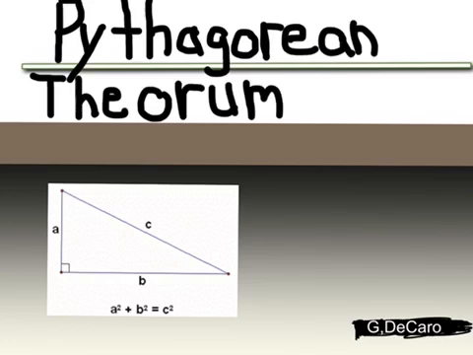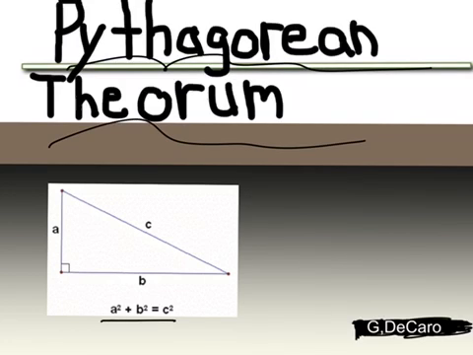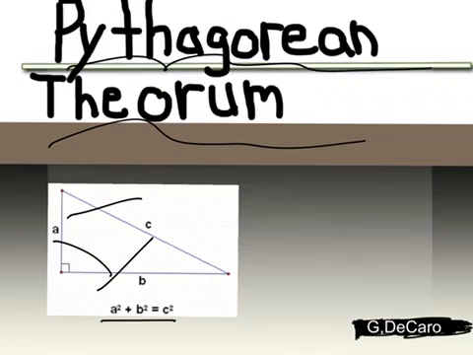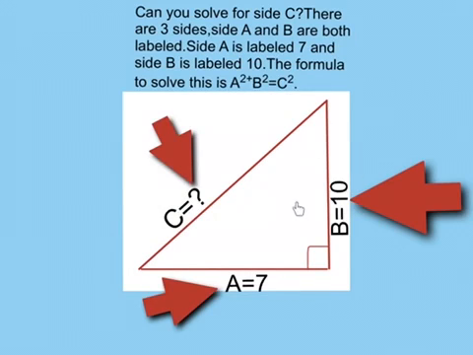Today I'm going to show you how to solve a Pythagorean Theorem problem using the formula a squared plus b squared equals c squared. So let's get started. So this is our problem. As you can see, this is a right triangle with 3 sides. 2 of the sides are labeled. The length of side A is 7, the length of side B is 10, but C is blank. We're going to again be using the formula a squared plus b squared equals c squared to solve for side C.